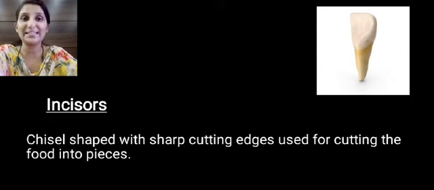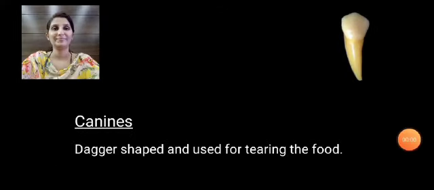Let's learn about incisors. Incisors are chisel shaped. We know a chisel is a tool which is used for cutting or shaping wood, stone, and even metal. So the chisel shaped teeth are called incisors, and they have sharp cutting edges which are used for cutting the food into pieces. The front teeth, these are our incisors, which are used for cutting our food into pieces.